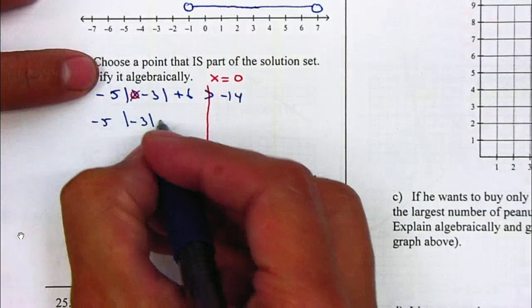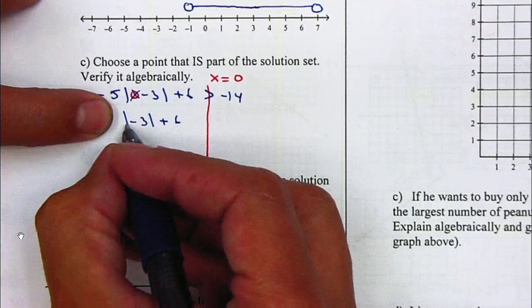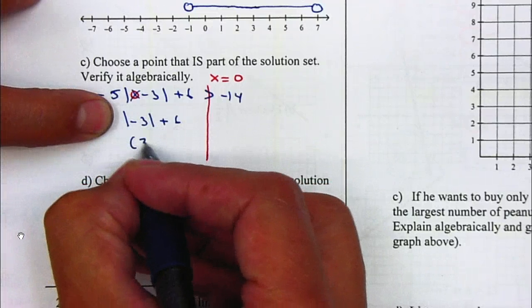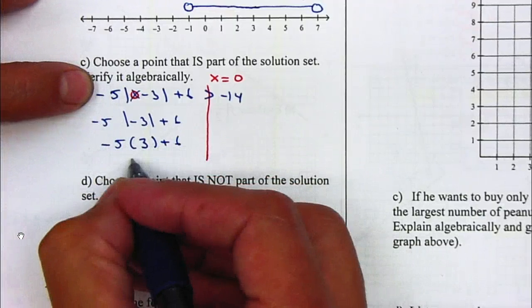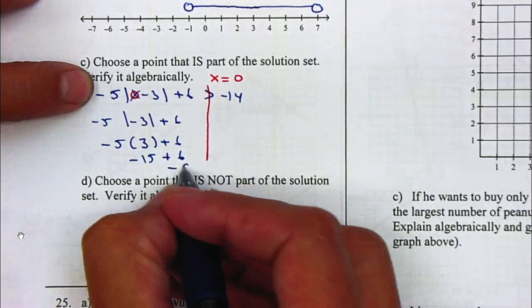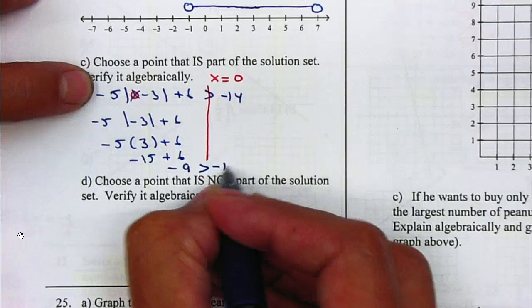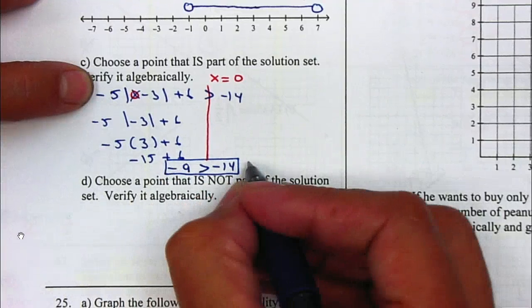Negative 5 plus 6. Now remember to simplify your absolute value all the way through. The absolute value of negative 3 will be 3, times negative 5 plus 6. That gives me a negative 15 plus 6, which is negative 9. Is that greater than negative 14? So is negative 9 greater than negative 14? Yes.